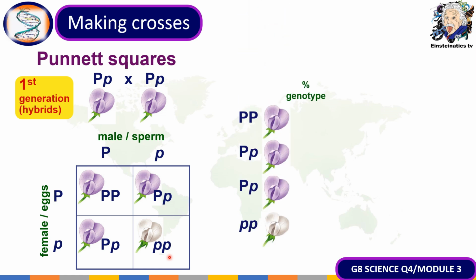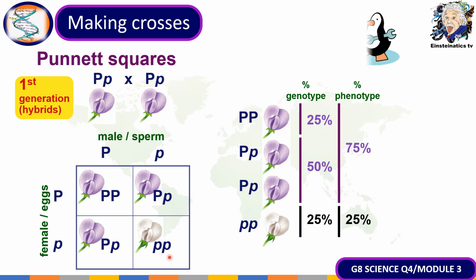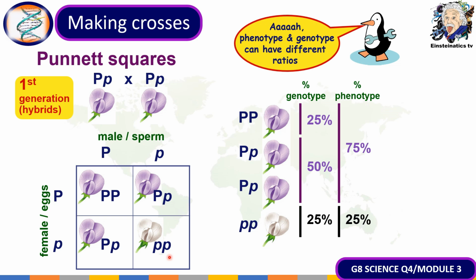Now, if we are going to take a look at the result sa kanyang genotype percentage, so yung pure na purple flower is 25%, yung heterozygous naman na purple flower is 50%, yung white flower naman is 25%. So yung phenotype niya is 75% purple flower and 25% white flower.